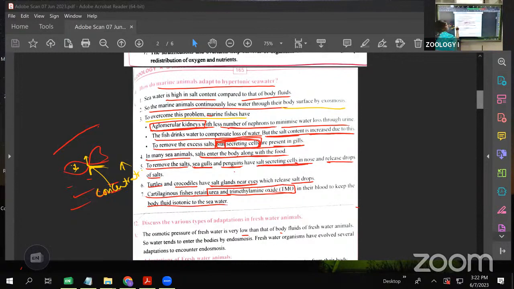Next, many sea animals take salt along with the food for removing it. Seagulls and penguins have salt-secreting cells in the nose. Next are turtles and crocodiles, which have salt glands near the eyes for removing salt. Next, cartilaginous fishes retain urea and TMO, trimethylamine oxide, to keep isotonic to the body fluids of the seawater. Clear? This is about the adaptations to seawater.